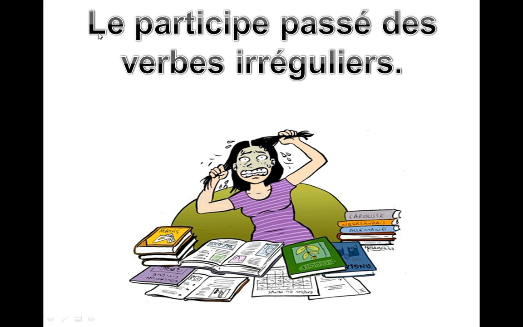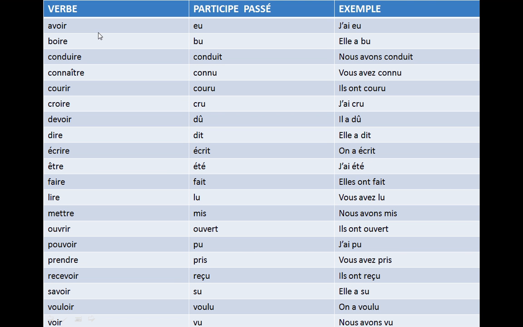Now let's get into the complicated part. Les participes passés des verbes irréguliers, which means the irregular verbs. And see, the girl is tearing her head apart because it gets a little more complicated. This is a list of all the verbs that are irregular. And unfortunately, all you have to do is memorize them and try to use them. And the more you use them, like they say in French, au fur et à mesure, the more you will learn them and it will come more natural to you. But for now, you have to really take a look at them and try to memorize them.